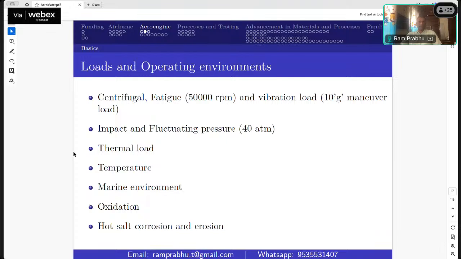So you need to have high impact strength of the front region, that is the fan regions. Then the high thermal load, because everything happens at very high temperature. I'll show you in the next slide the kind of temperature a typical engine experiences inside the aero engine, in different regions. Then the engine sucks in air from the dry regions or wet regions or the marine regions. So all of this leads to a hot corrosion and oxidation environment, or hot salt corrosion, hot erosion environment for the aero engine components.